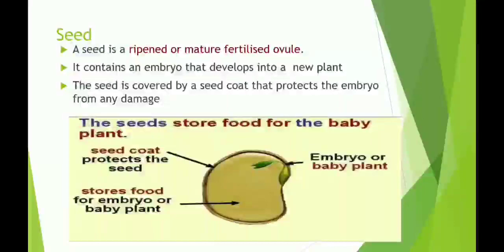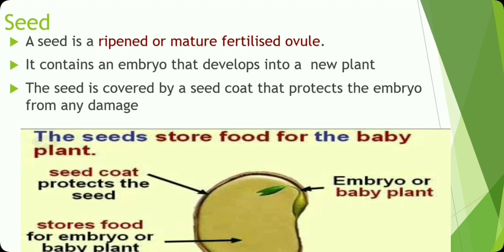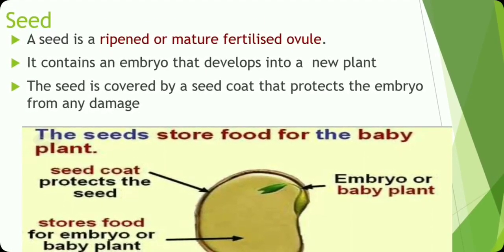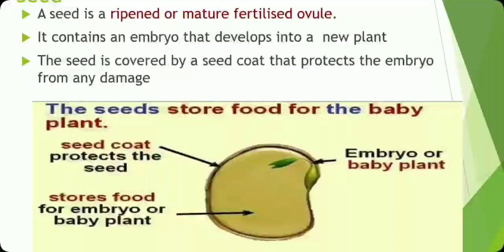Okay, so now the next one is seed. A seed is a ripened ovule, or we can say a matured fertilized ovule. It forms when the ovule is fertilized, which means the sperm cells fuse with the egg cell. Then only a seed is formed, and it contains an embryo that develops into a new plant. After the fusion of the male and female gametes, the egg cell and the sperm cell, an embryo is formed.